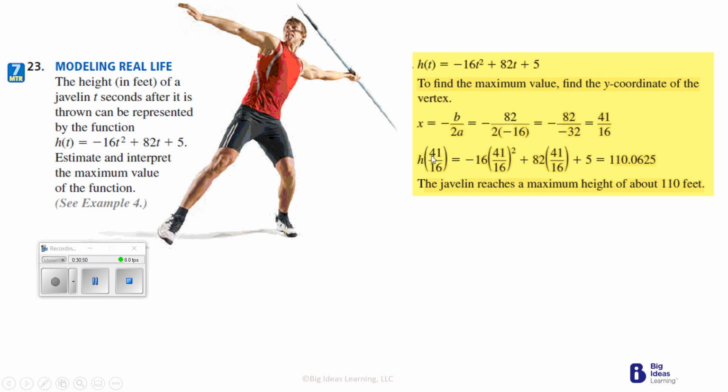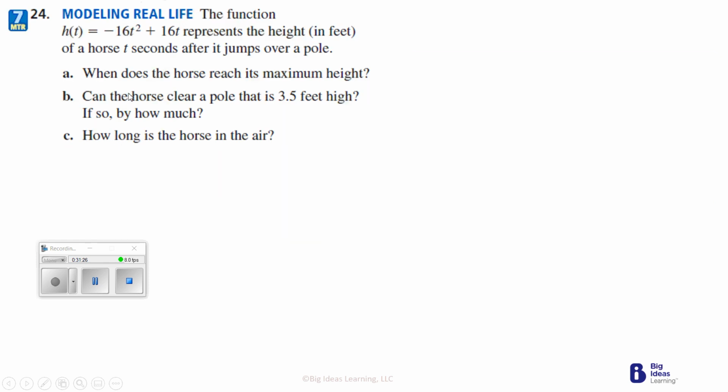We got H times, remember this is, let's see, oh, I'm sorry, this is it over here. Negative 16 times 41 over 16 squared. Once we square this, we'll multiply it to negative 16. We're going to take 82 and multiply it to 41 and put it over 16. And then when we add 5, we're going to end up getting 110.0625. So the javelin reaches a maximum height of about 110 feet. All right. You have number 24 for A, B, and C.